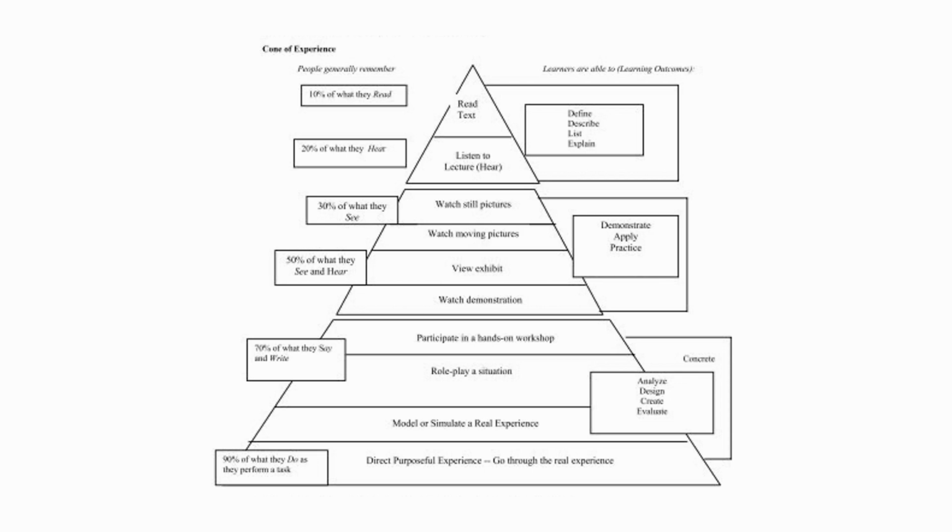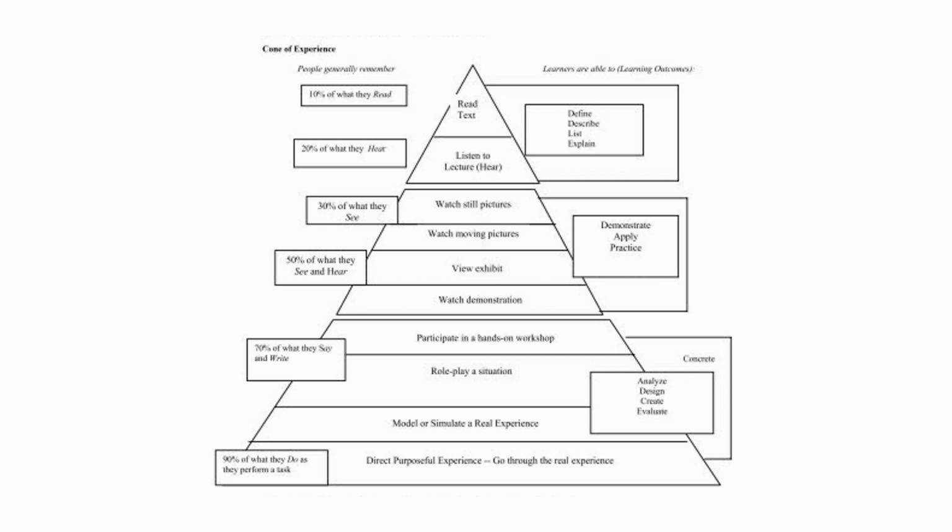We have the model or simulate a real experience. This is what we call contrived experience. We have role play a situation. We have participate in a hands-on workshop. We have watch a demonstration. We have view an exhibit. We have watch moving pictures. We have watch still pictures. We have listen to the lecture, and we have read the text.